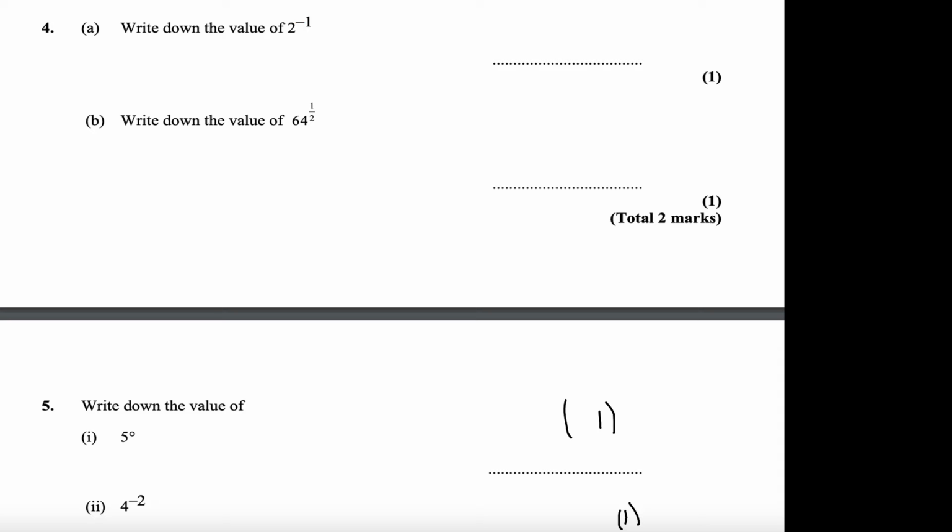Question number 4a, write down the value of 2 to the negative 1. Well, that's going to be 1/2. Part b, write down the value of 64 to the power of a half. Well, power of a half means square root. So the square root of 64, which is just 8.